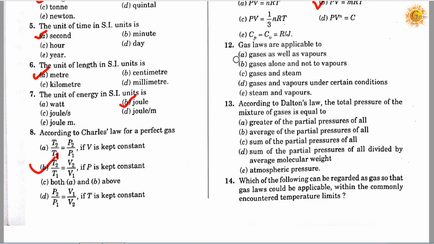Question number 12. Gas laws are applicable to: option A gases as well as vapors, option B gases alone and not to vapors, option C gases and steam, option D gases and vapors under certain conditions, option E steam and vapors. So the correct answer is B, gas laws are applicable to gases alone and not to vapors. Question number 13.